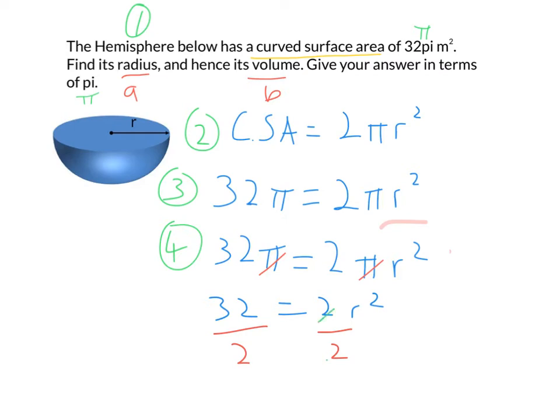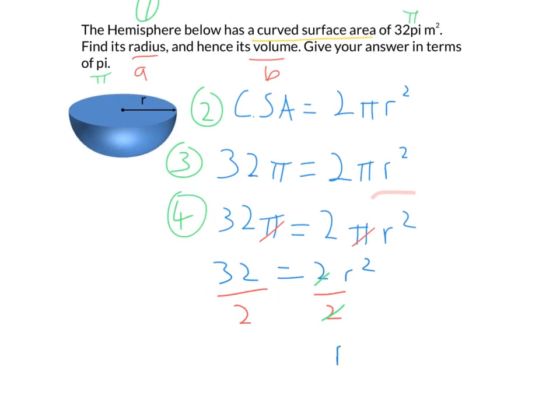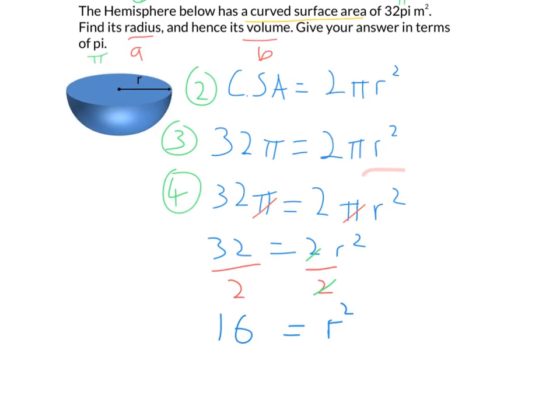So on the right hand side, 2 divided by 2 will cancel out. We'll just be left with r squared. On the left hand side, 32 divided by 2 will give us 16. To get to the final stage of answering this question, we need to get rid of the r squared, so we're just left with r. So to cancel out our square, we're going to take a square root. And again, what we do on the right hand side, we have to do on the left. On the right hand side, our square and our square root cancel out, so we're just left with r. On the left hand side, the square root of 16 gives us 4.